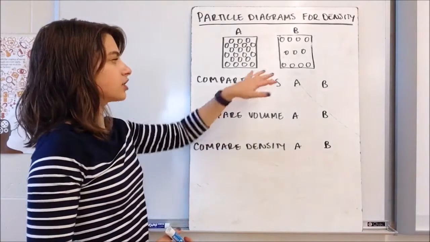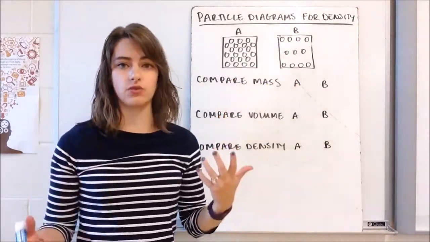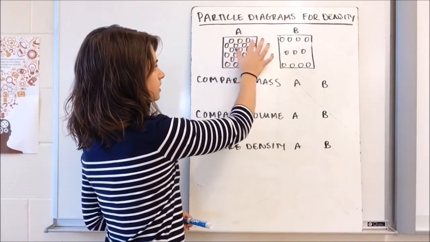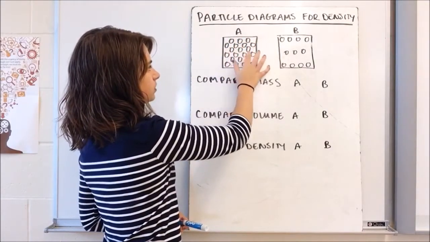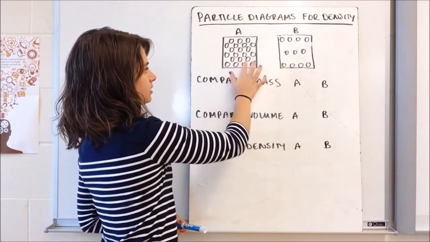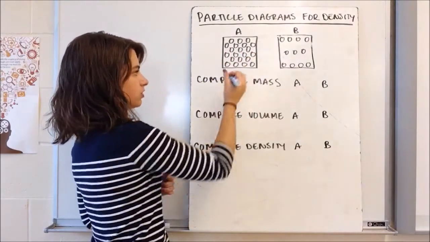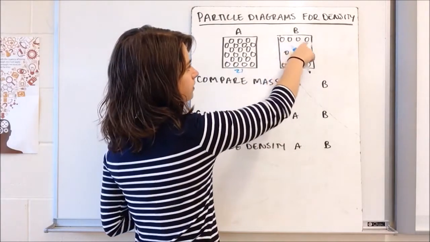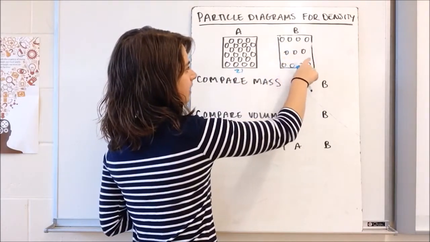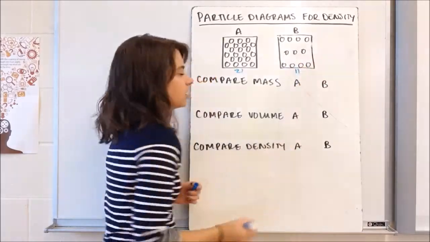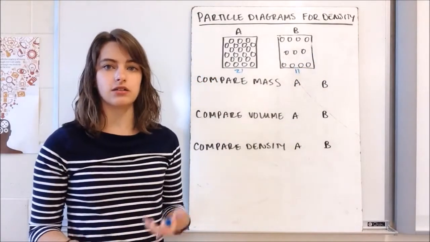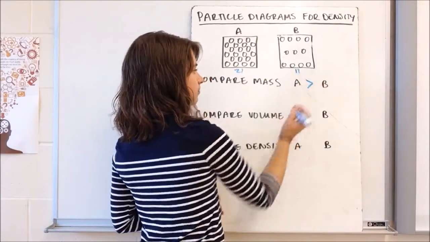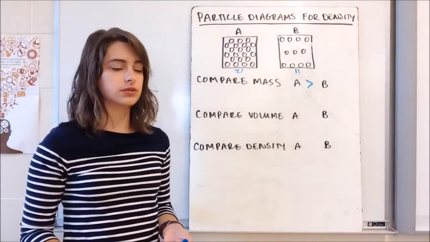So we determine which one has a greater mass by counting the number of particles. A has 1, 2, 3, 4, 5, 6, 7, 8, 9, 10, 11, 12, 13, 14, 15, 16, 17, 18, 19, 20, 21 particles, while B only has 1, 2, 3, 4, 5, 6, 7, 8, 9, 10, 11 particles. So if the particles are the same size, which one has the greater mass? Well, A has the greater mass because it has more particles.